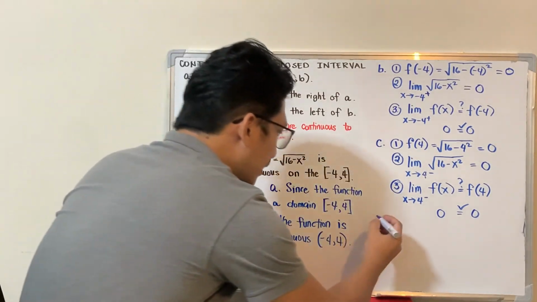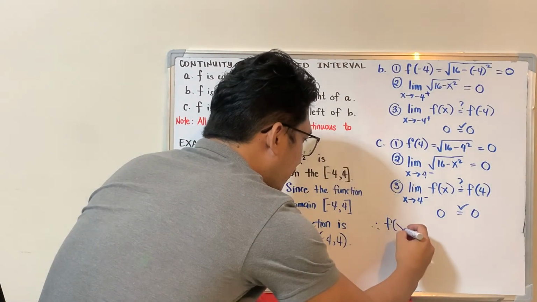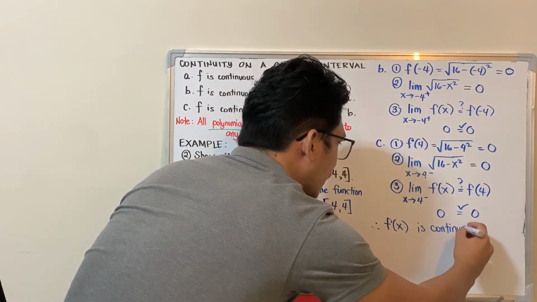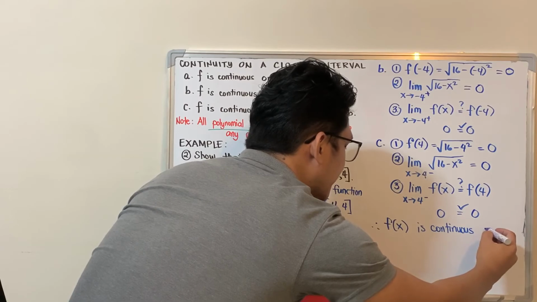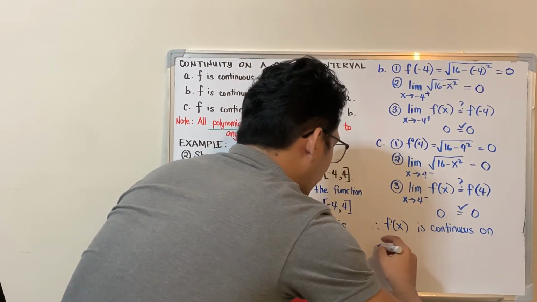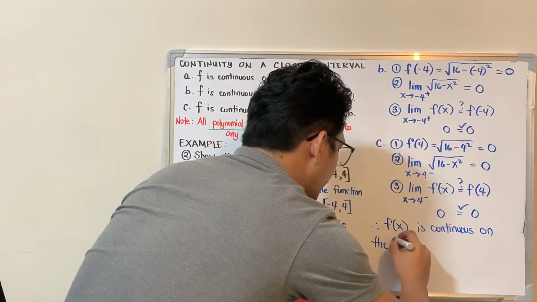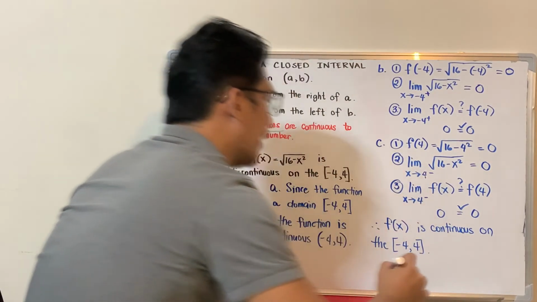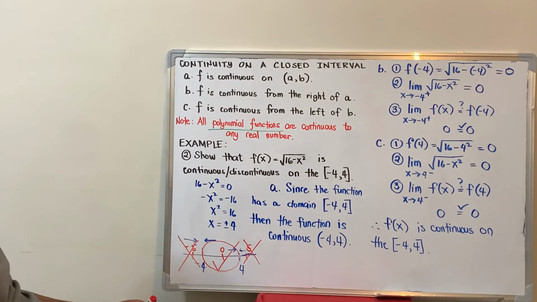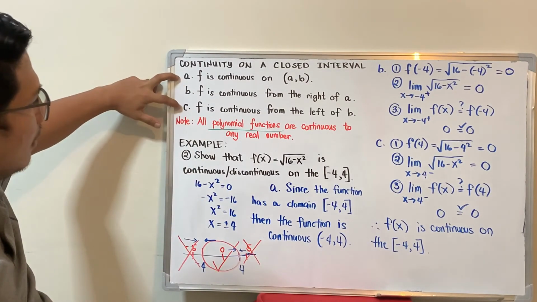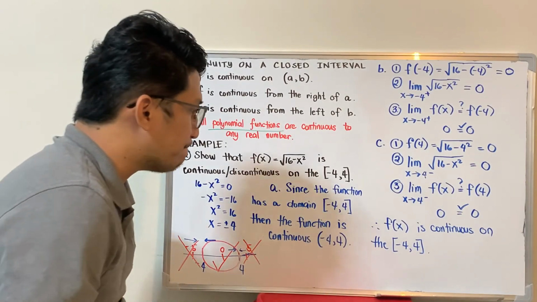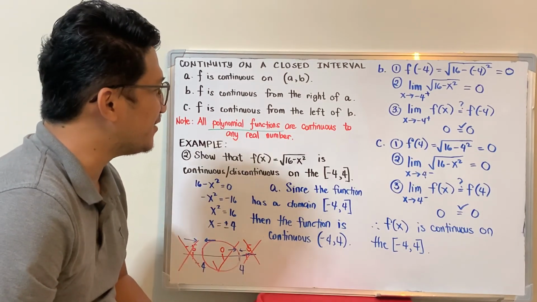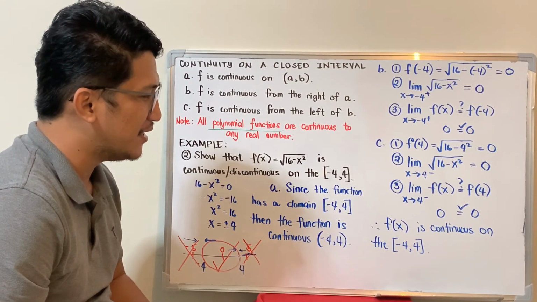Then, as a whole, we say, therefore, f of x is continuous on the given closed interval, negative 4 to positive 4. Okay? So, I think, guys, mora man to, no? Importante lang, kabalo ka sa tulo ka conditions to meet, aron mahimong continuous ang imong function.